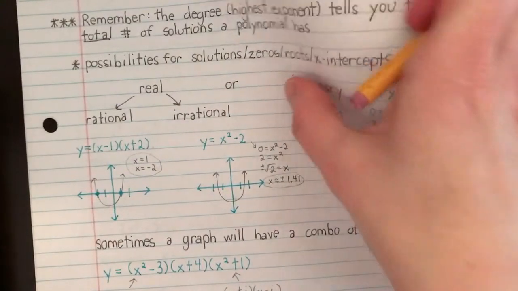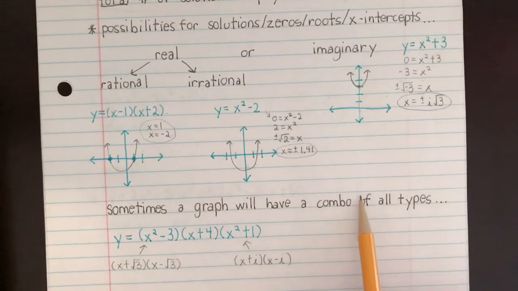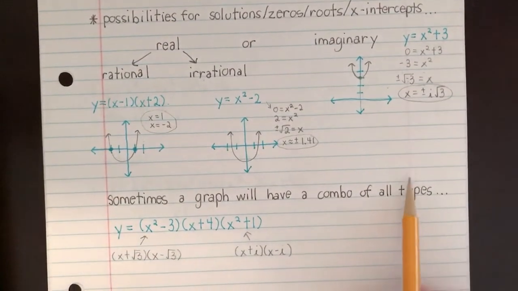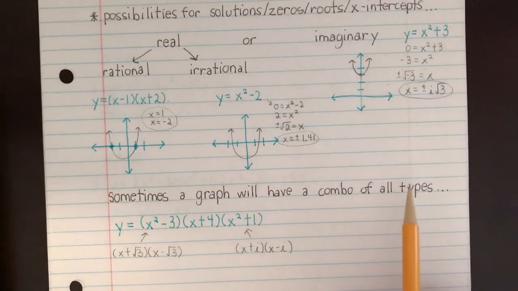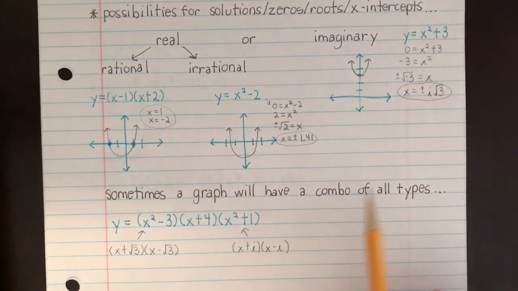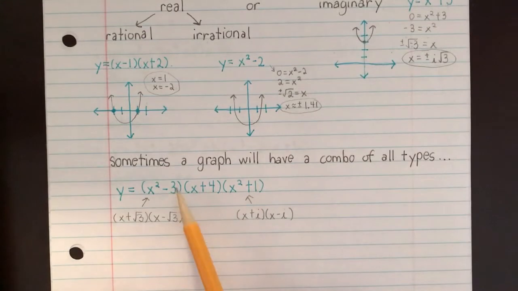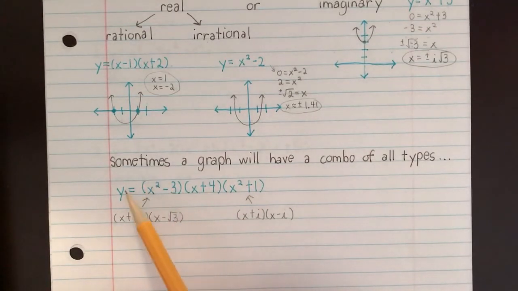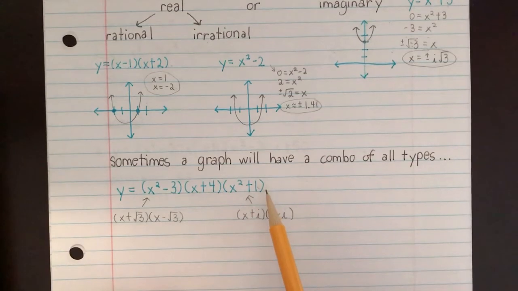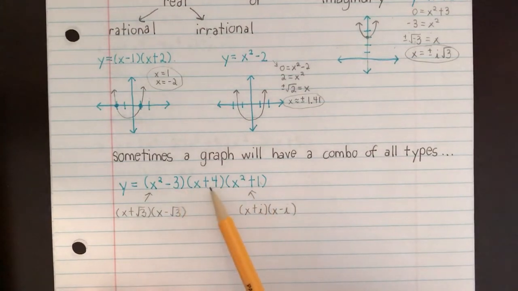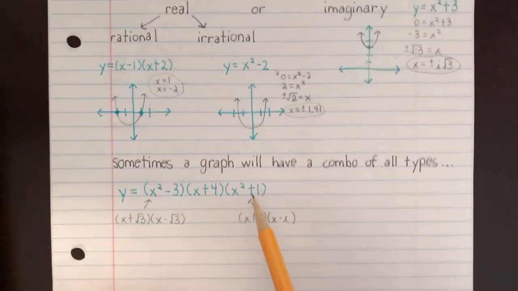Sometimes a graph will have a combo of all types or just some different types. Maybe it'll have some rational, some irrational, some imaginary, some rational, some imaginary, some irrational. So I just want to show you this nice little equation that I made up here. Y equals quantity x squared minus 3 times the quantity x plus 4 times the quantity x squared plus 1. If I multiply this big old guy back together, this polynomial here has all 3 different types of roots.